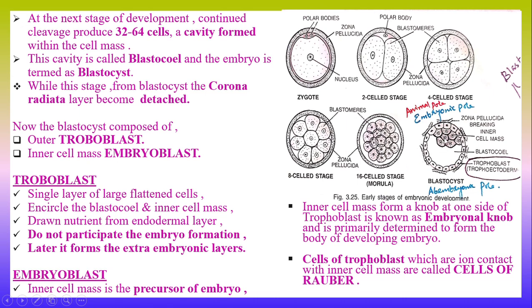Now this inner cell mass is the presumptive precursor of the future embryo. It is the inner cell mass that grows into the organism. The inner cell mass is called the embryoblast. The inner cell mass forms a knob on one side of the trophoblast, known as the embryonic knob. See the picture: this is the trophoblast layer, and only at this spot is the inner cell mass present. This spot is called the embryonic knob. It is primarily determined to form the body of the developing embryo. It is here that the embryo develops, that life forms.